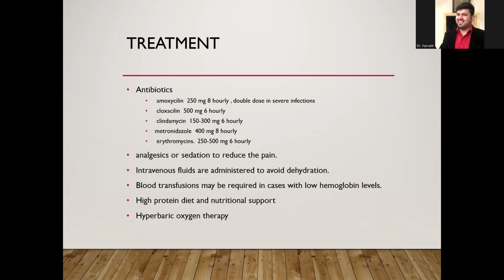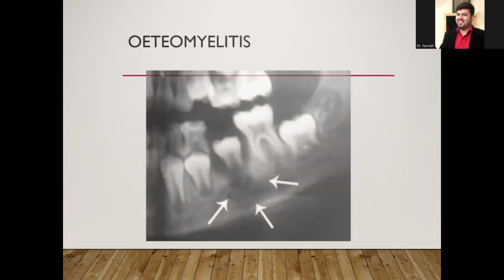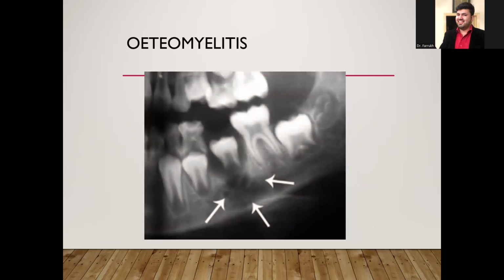Analgesics or sedation to reduce the pain. IV fluids are administered to avoid dehydration. In this case, blood transfusion may be required in cases with low hemoglobin levels, along with a high protein diet and nutritional support, and hyperbaric oxygen therapy. So you should know that hyperbaric oxygen therapy is given in acute osteomyelitis. Okay. So you can see the radiograph of the osteomyelitis. In this case, there is a very big radiolucency in the jaw.